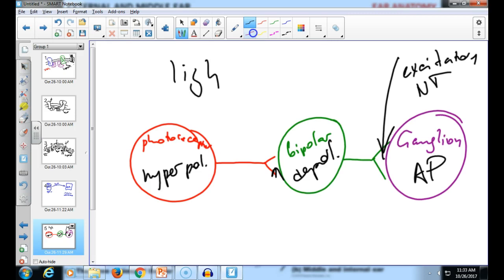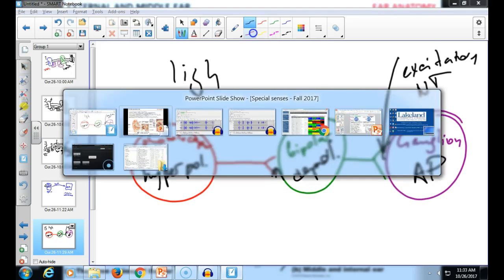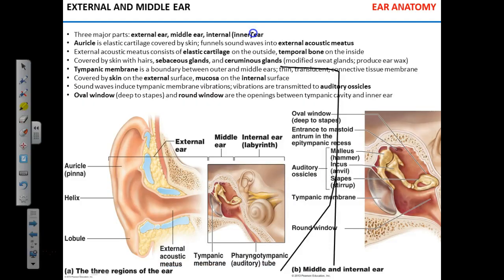Does that make sense? Okay, we're going to start chatting about the ear, and then in about 10 minutes I will run downstairs, grab the quiz, and bring it back. Sounds good?